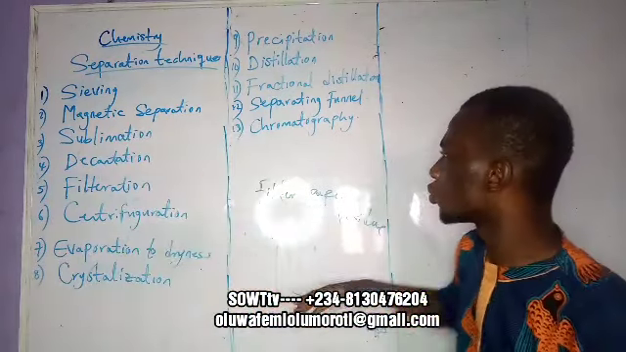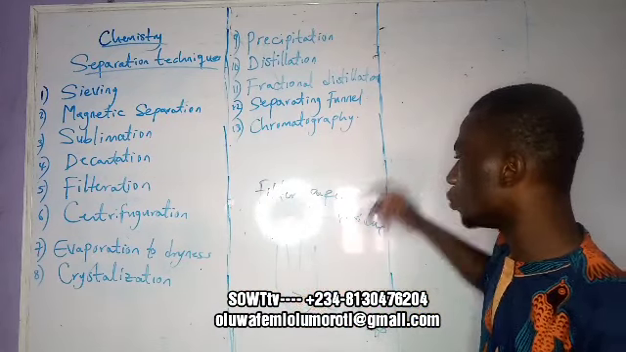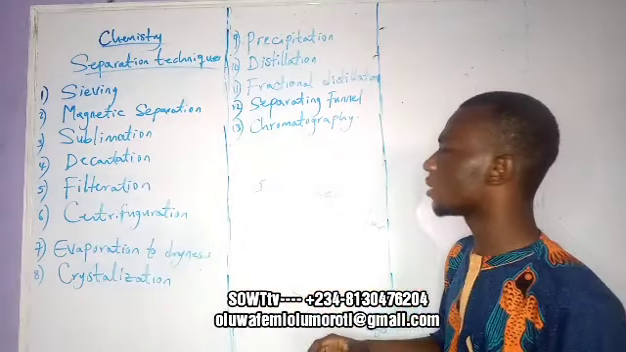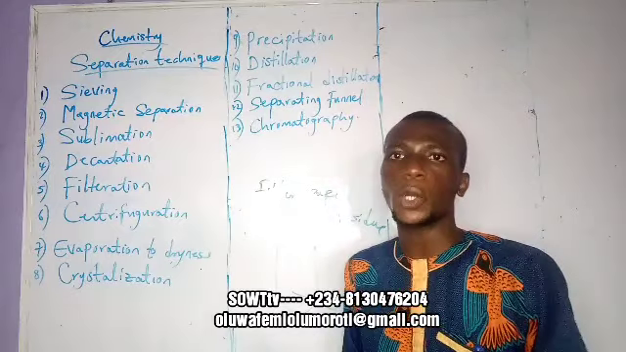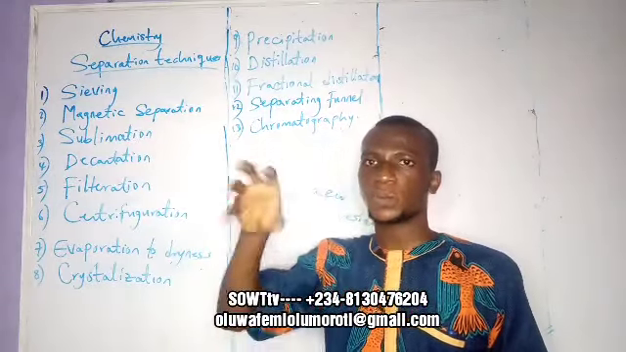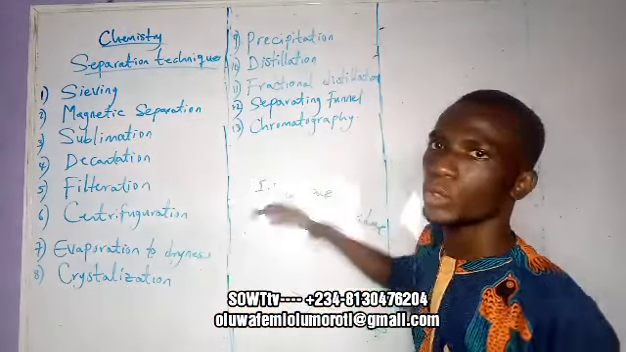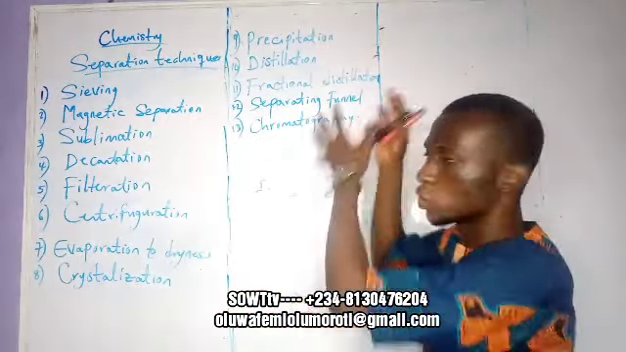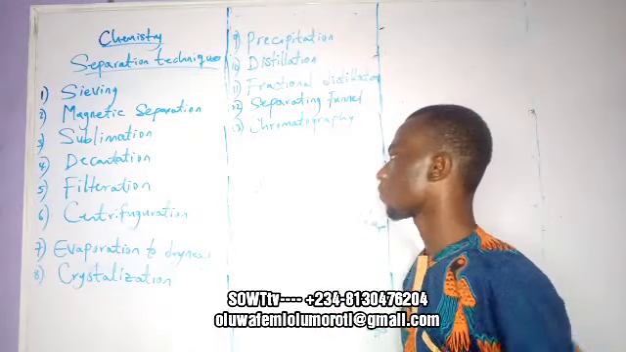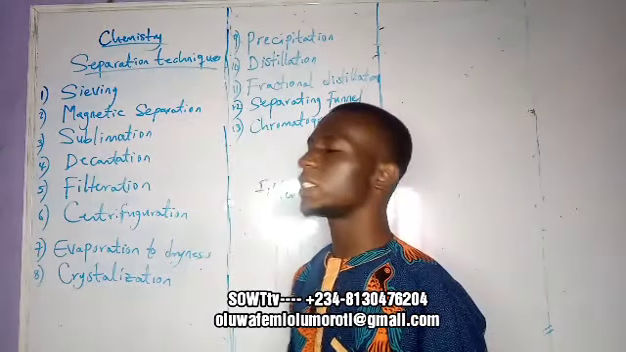Filtration is used to separate a residue from the filtrate. We can use, for example, a suspension of chalk. When you pour the suspension of chalk inside water, you can use the filtration method to separate the chalk from the liquid. Another thing is centrifugation.